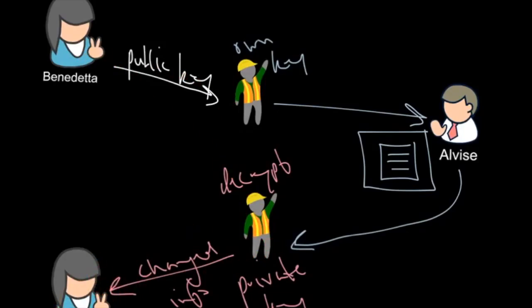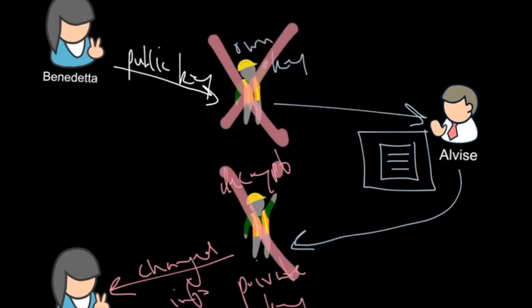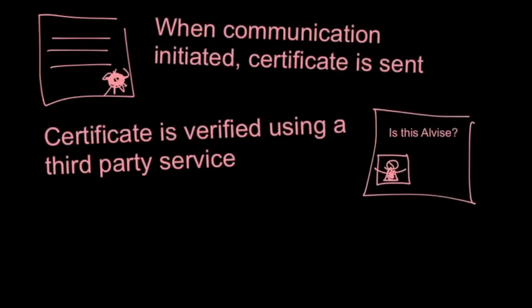Now, there is a way to get rid of the man-in-the-middle attack, very, very simply, and that is to authenticate the person who is sending the message and receiving the message. And you can do this through something known as digital certificates. A digital certificate is a way of identifying somebody as being who they say they are. It's a bit like a passport for each computer system. So when the communication is initiated, a certificate is sent saying who the person is. But then the certificate is verified using a third-party service.